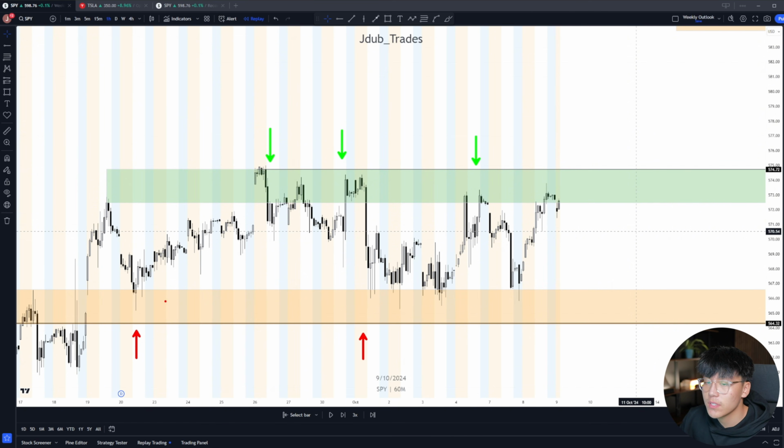You can see every single time price comes near these lows, we're sweeping these levels and reversing back towards the top of the range. And once we get towards the top of the range, we're reversing back down towards the middle of the range and the low of the range as well.